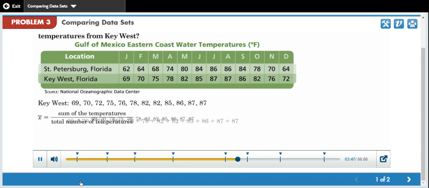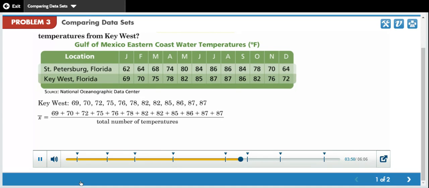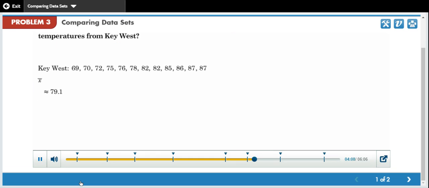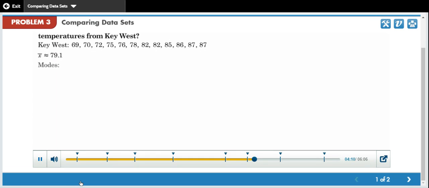First, find the mean. So the mean water temperature for Key West is about 79 1/10 degrees Fahrenheit. I would just say 79.1 degrees. Next, find the mode. 82 is popping up twice, as is 87. The modes are 82 and 87, each occurring twice.